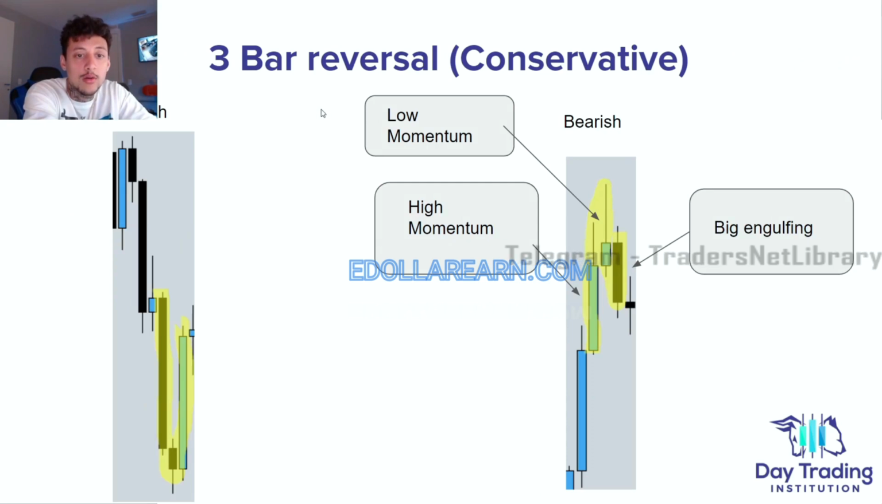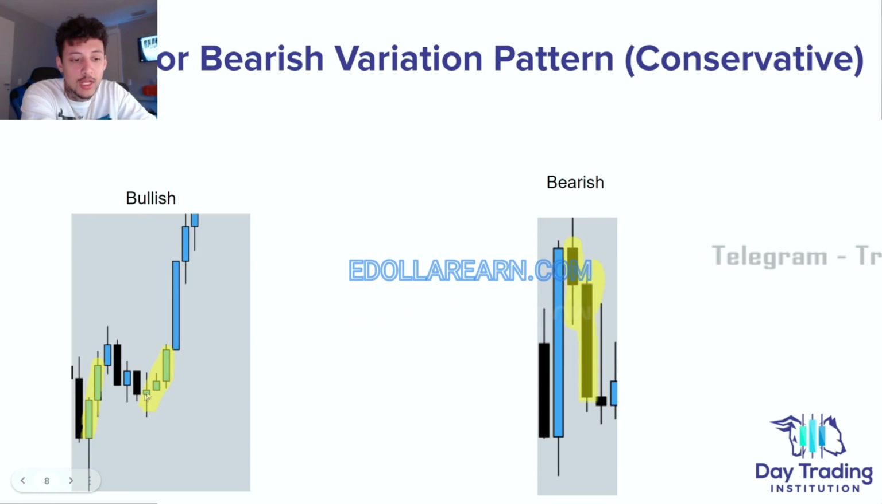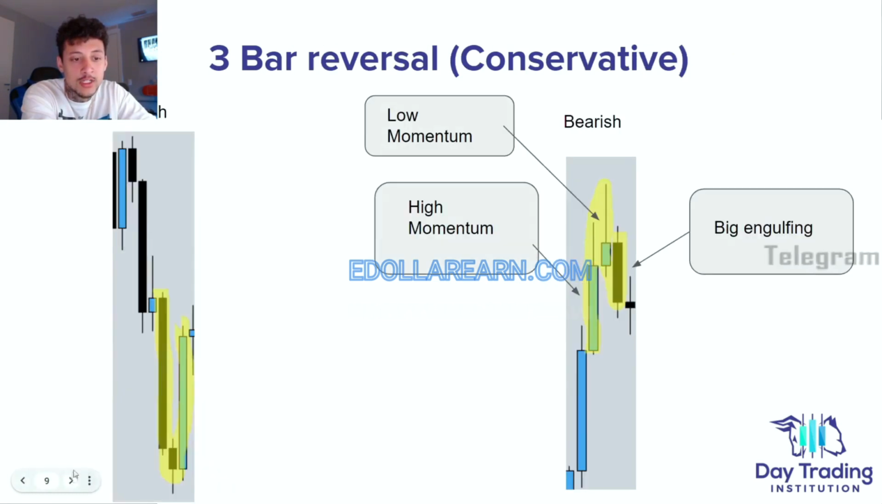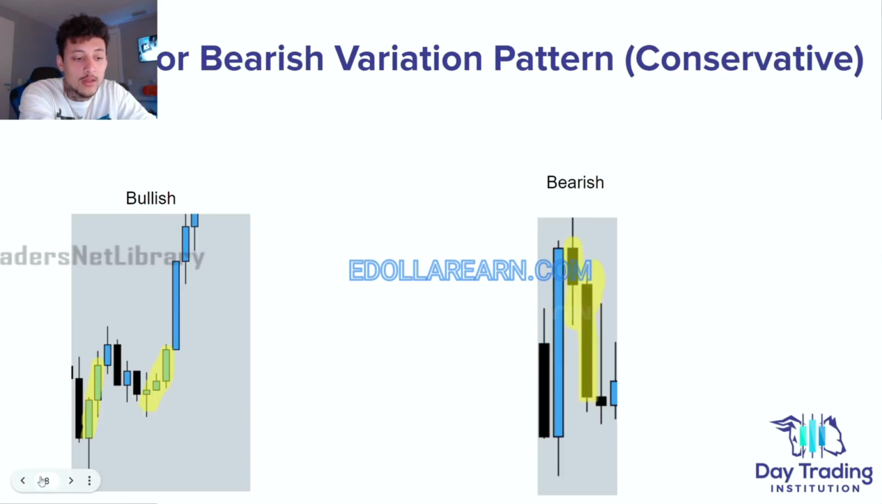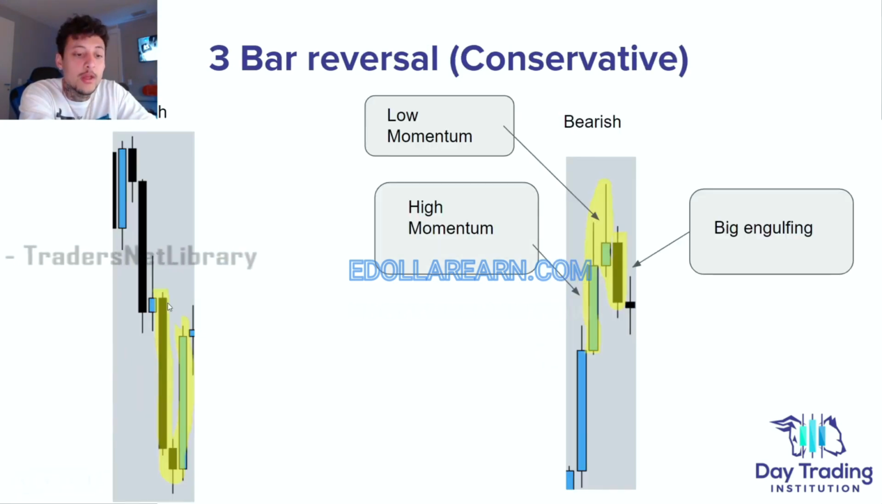Now, this could also be considered a variation pattern if you'd like, but this is going to be a 3-bar reversal. Notice with the bullish variation, there are 2 or 3 bullish candlesticks, but here it's only 1 bullish candlestick, right? So you can consider the 3-bar reversal. These are all conservative entries, right? The 3-bar reversal could be similar to the bearish variation or the bullish variation, except the difference is it's going to be 1 bullish candle or 1 bearish candle, and 2 candlesticks that move in the opposite direction.